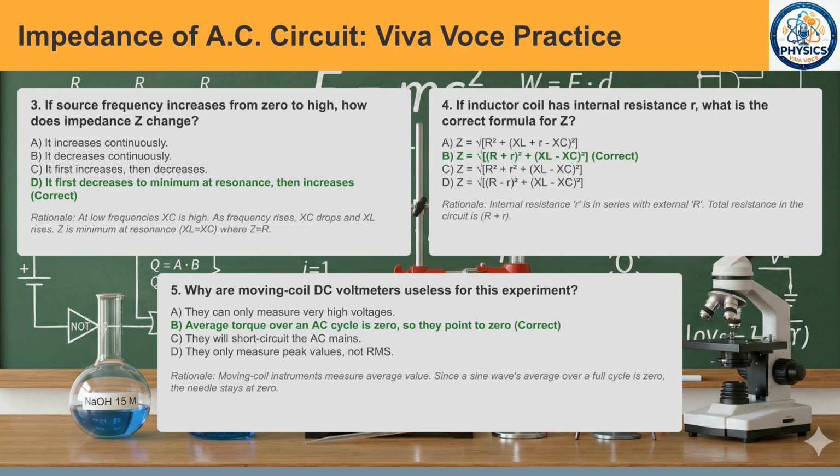As frequency increases from zero, impedance first decreases to a minimum at resonance, then increases. When the inductor coil has internal resistance R, total resistance in the impedance formula is R plus R. Finally, DC meters are useless because the average torque over an AC cycle is zero.